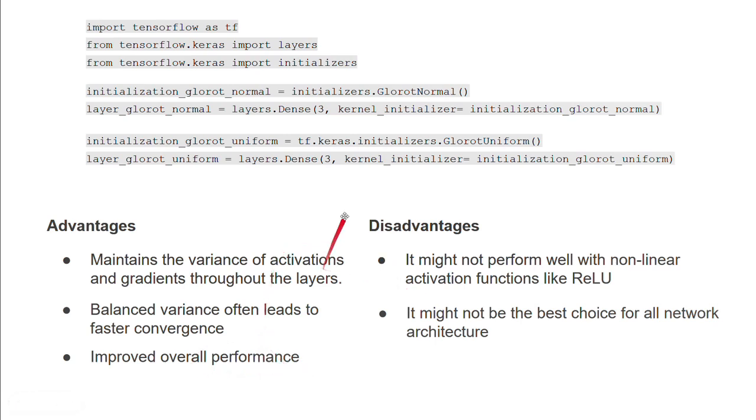And what are the disadvantages? The disadvantage is it may not perform well with an activation function like ReLU. Where the node uses the ReLU activation function, it will not perform well. So it might not be the best choice for all networks. We cannot use Glorot for all networks. Sometimes we may need to use ReLU, sometimes we may need to use He, sometimes we may need to use He uniform.